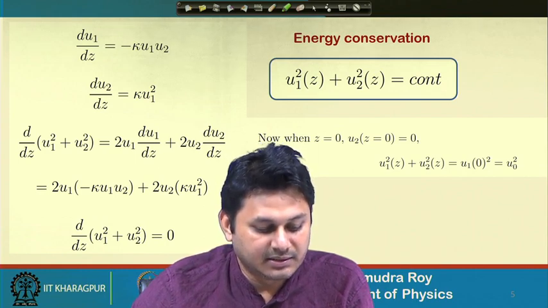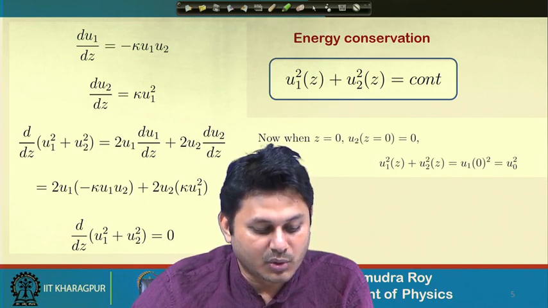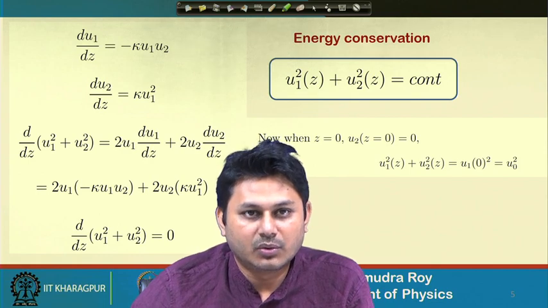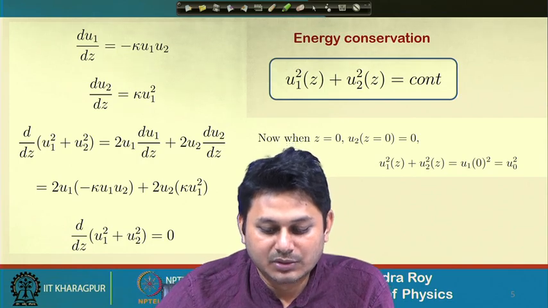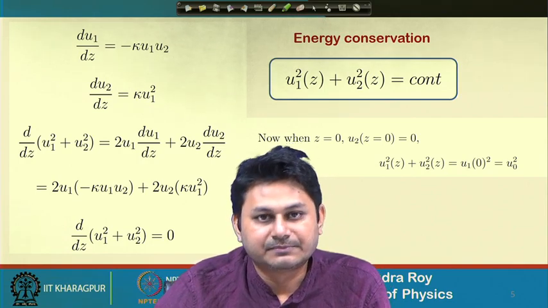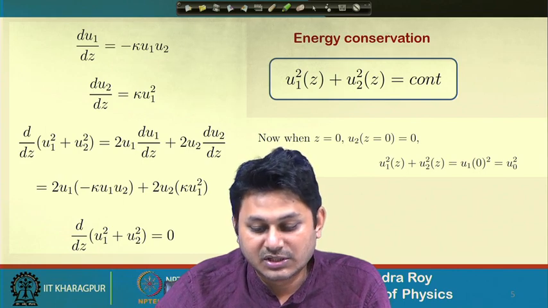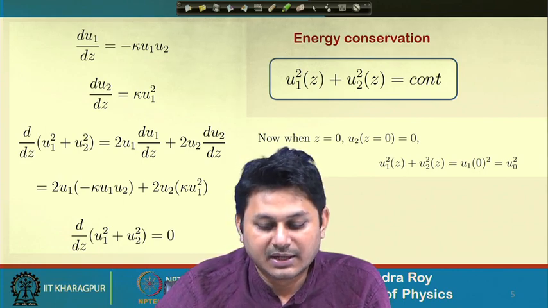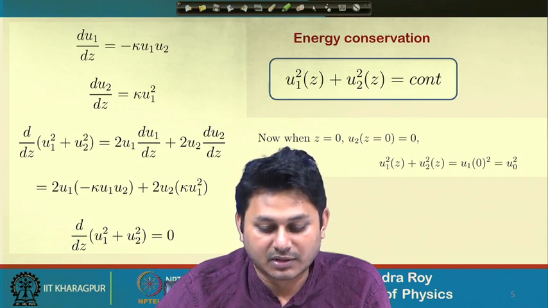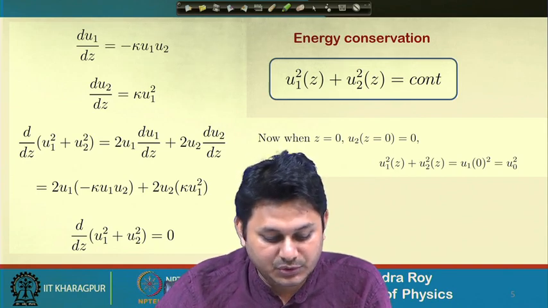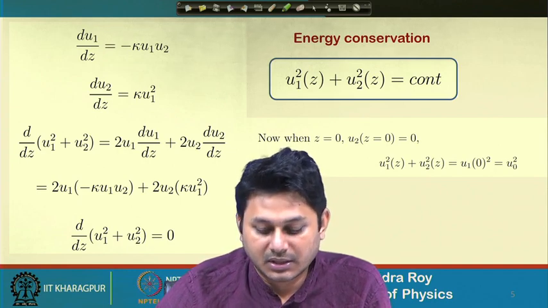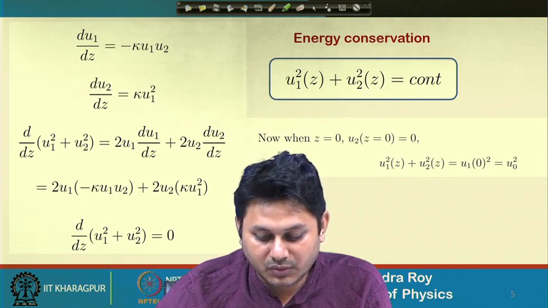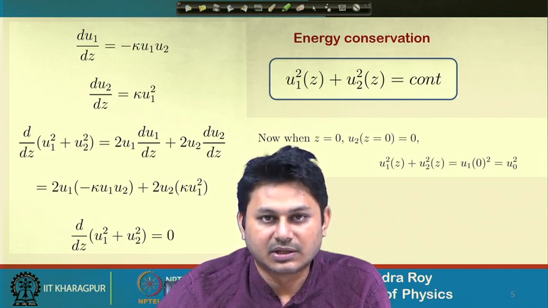Once they cancel each other, readily we find that d/dz of u1 square plus u2 square is 0. So, the derivative of this quantity is 0. That means that u1 square plus u2 square is constant. So, it is not changing throughout the distance. That means energy conservation holds; the energy is conserved. Another thing we should note is that u1 square plus u2 square is conserved, so that is a constant quantity.